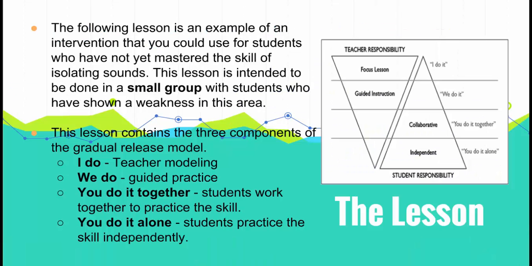This lesson is based on the Fisher and Frey gradual release model, which includes 3 to 4 different components. It includes teacher modeling, the I do, guided practice, we do, collaborative learning, you do together, and independent practice, you do. It is important that all of these parts are present each time the instruction takes place.